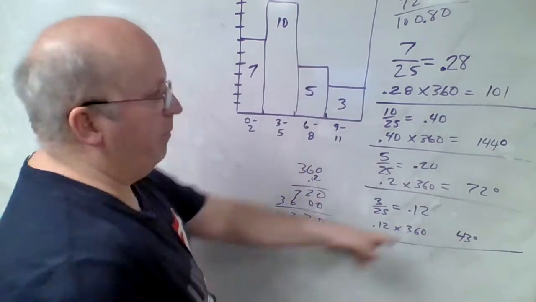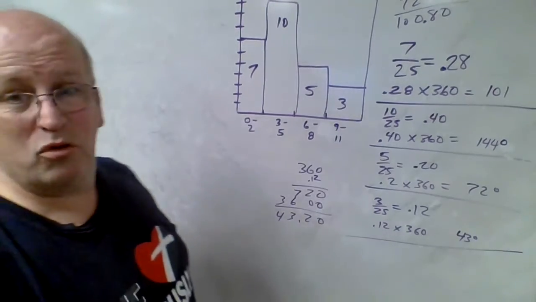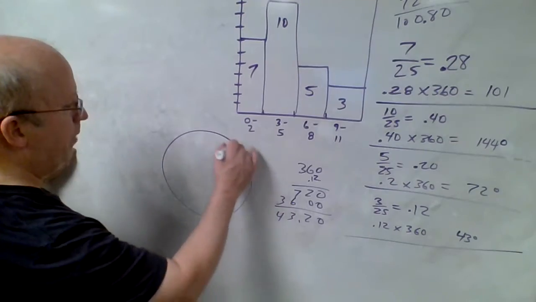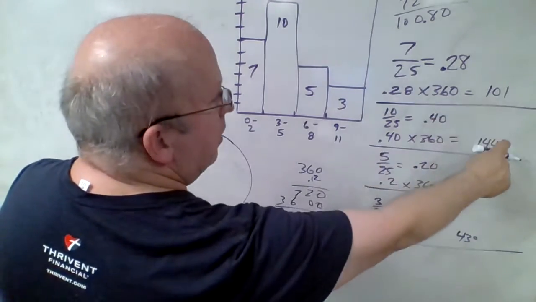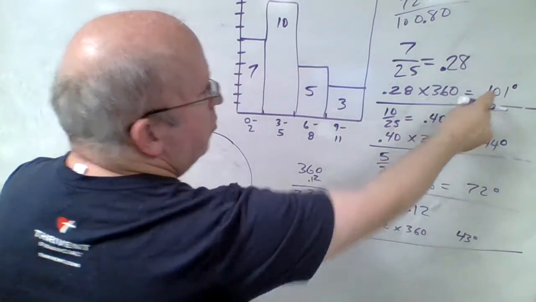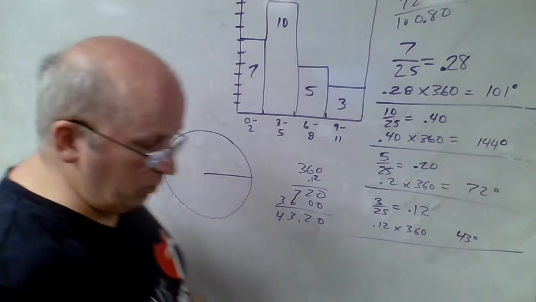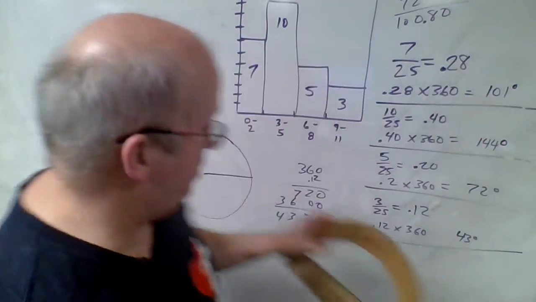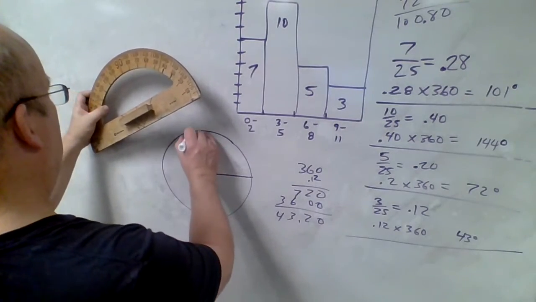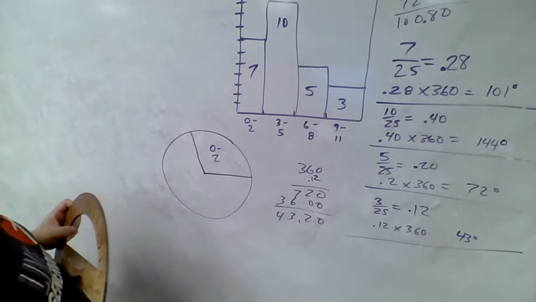So now I've got all my degree measurements for my circle graph. If you have a protractor, that's awesome. If you don't have one, just kind of estimate as best as you can. Let's start with this one, 101 degrees. How big is 101 degrees? Well, I just happen to have a protractor here, and 101 degrees would be about like this. And I'd put the 0 to 2 sector in that slot.